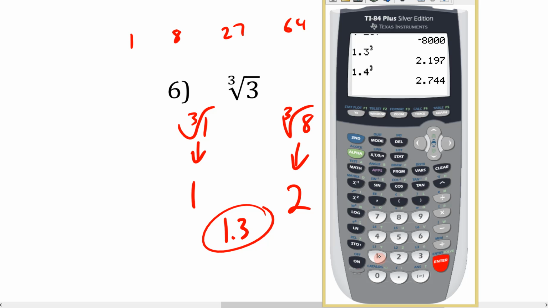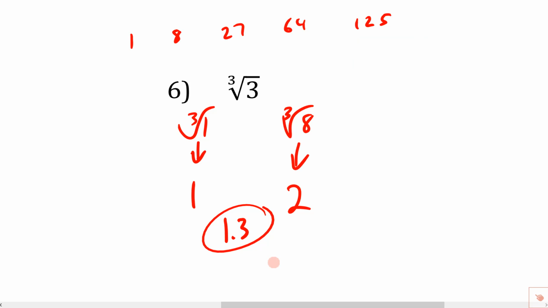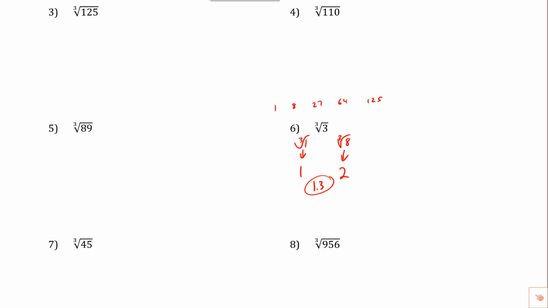Either one of those would be fine. Let's see how far we can press this. Is it 1.5? Nope, that's a little bit too big. So it's going to be in between 1.4 and 1.5. But again, it doesn't have to be perfect. It just has to be a good estimate. And 1.3 is a perfectly good estimate.